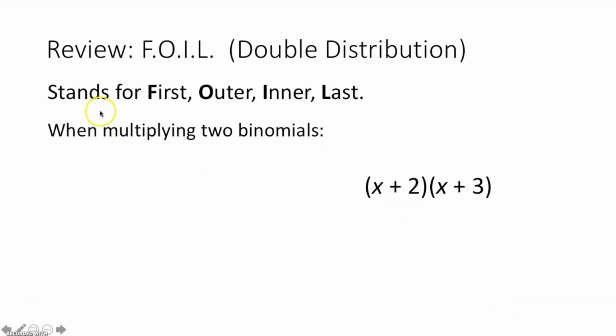First thing you're going to do is review foiling, or double distribution. Remember, foiling stands for first, outer, inner, last. It's the order in which you multiply two binomials. So here we have a binomial x plus 2 and another binomial x plus 3 that we're going to multiply.